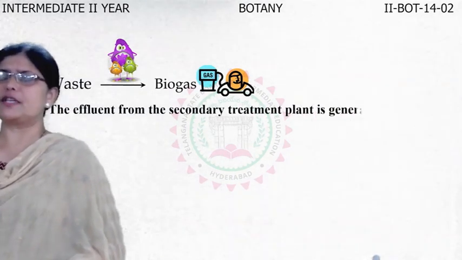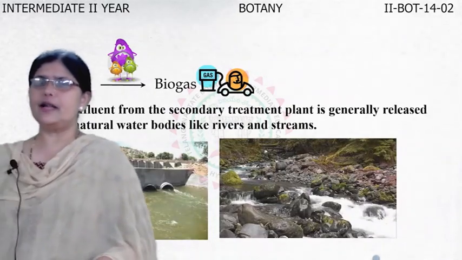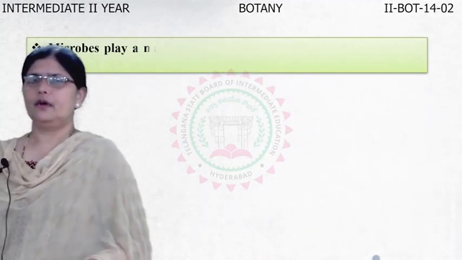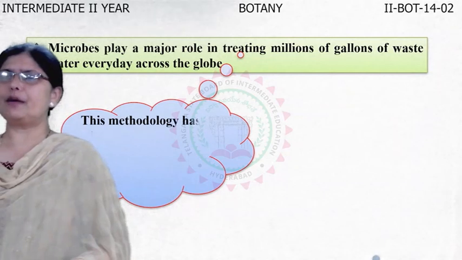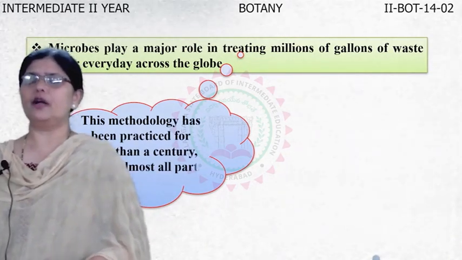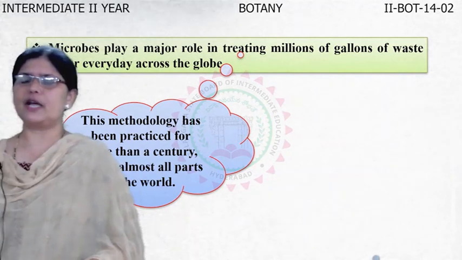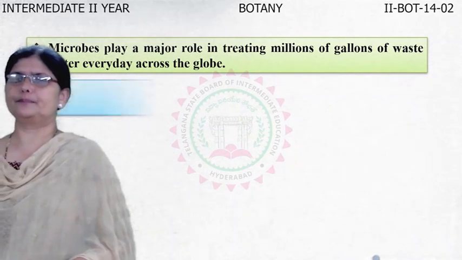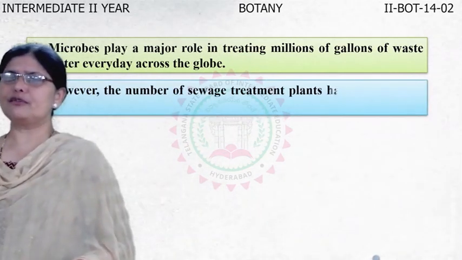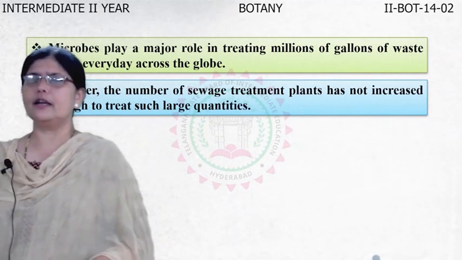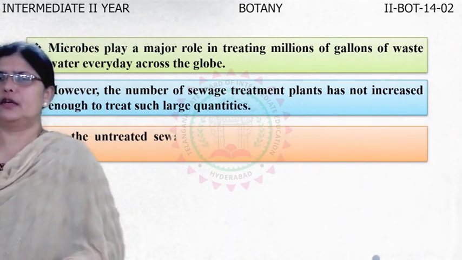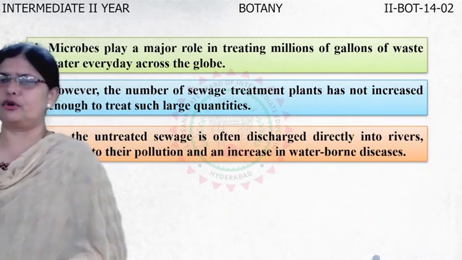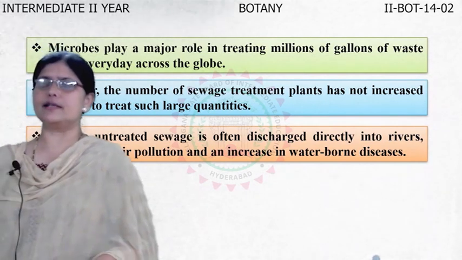The effluent from the secondary treatment plant is generally released into natural water bodies like rivers and streams. Microbes play a major role in treating millions of gallons of wastewater every day across the globe. This methodology has been practiced for more than a century now in almost all parts of the world. However, the number of sewage treatment plants has not increased enough to treat such large quantities. So, untreated sewage is often discharged directly into rivers, leading to their pollution and an increase in waterborne diseases.